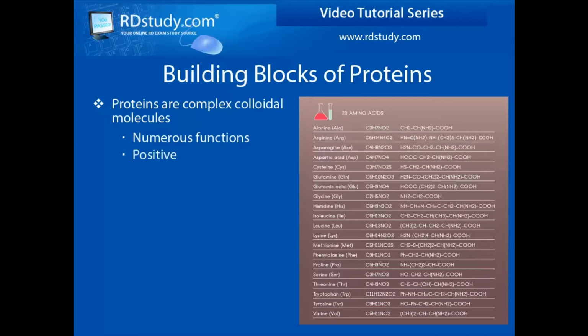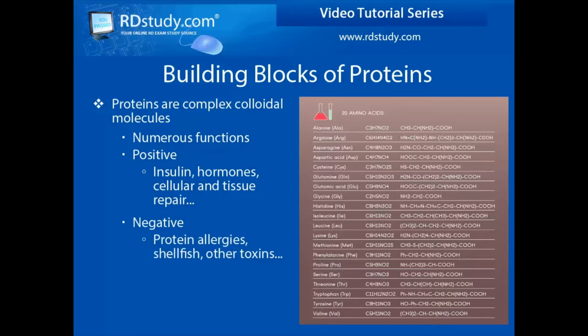Their roles can be beneficial, as in the case of our bodies fighting off an infection, other hormones, tissue and cellular repair, and a multitude of other functions. But they can also play a negative role. Just ask an individual that is allergic to proteins found in shellfish, or maybe peanut butter, or someone who has consumed a food contaminated by any potent toxin produced by some microbe.